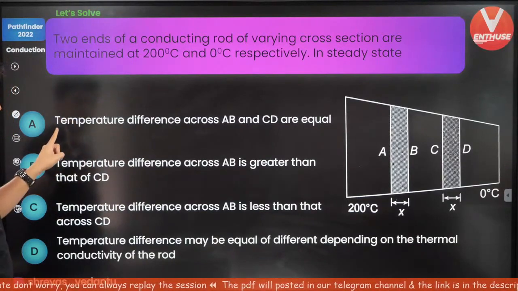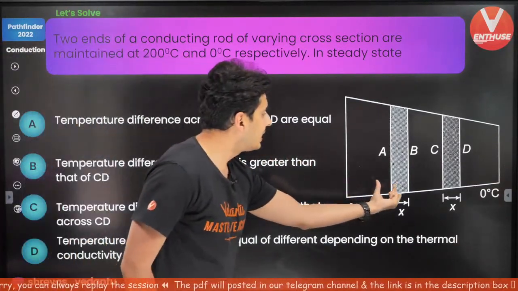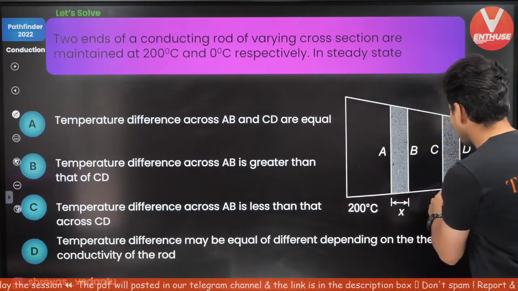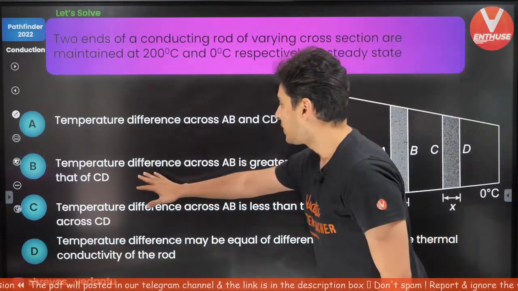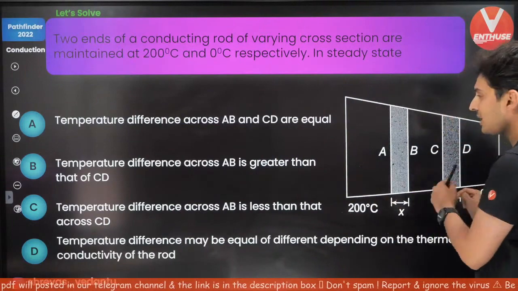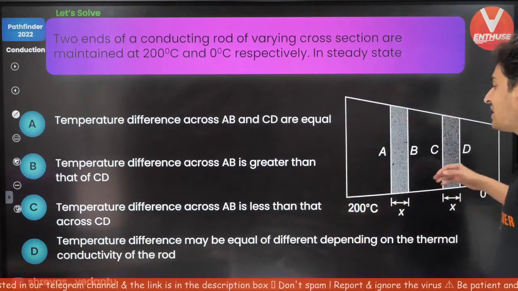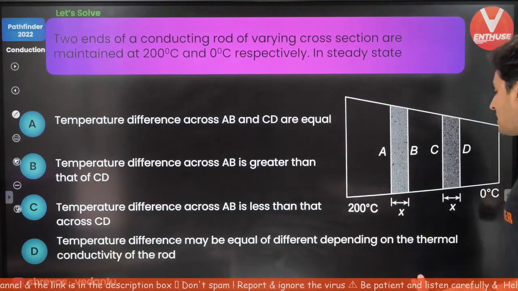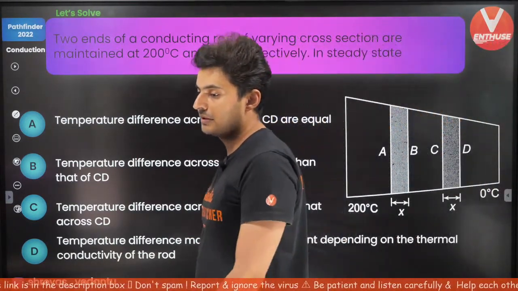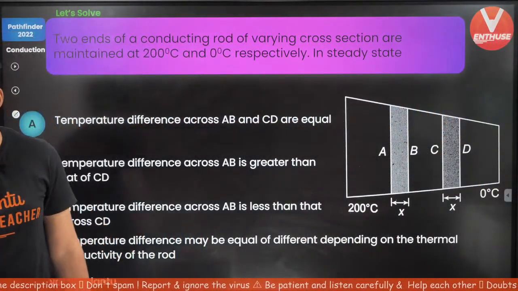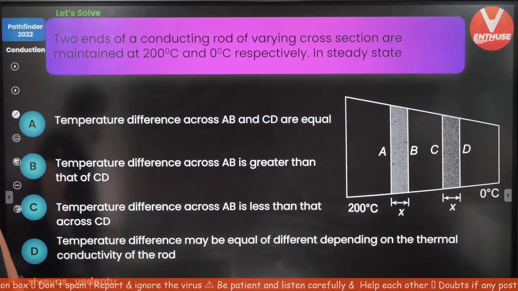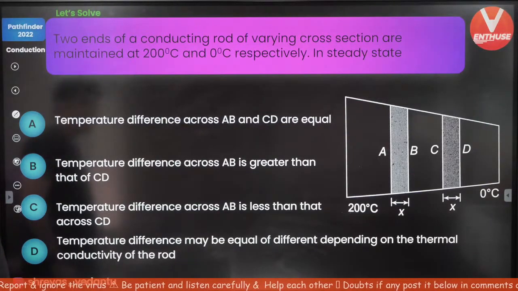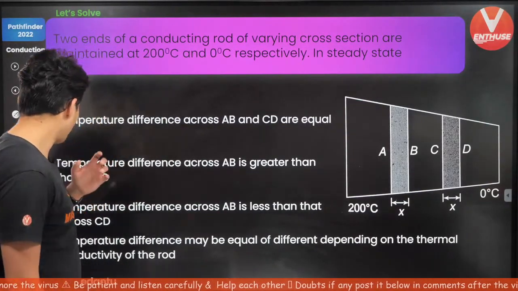Only one option is correct. Temperature difference across AB and CD is same. So if you measure the temperature across AB and CD, it is same. Is it true? Temperature difference across AB is more than CD. Temperature difference across AB is less than that of CD. Temperature difference may be equal or different depending on the thermal conductivity of the rod. It is very interesting. Already Kalai saying A, Ramya saying B. It's going to be a very interesting question to see what is going to happen.